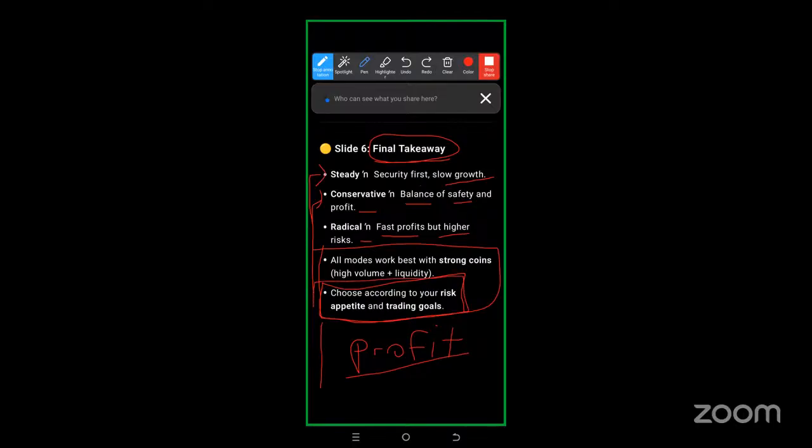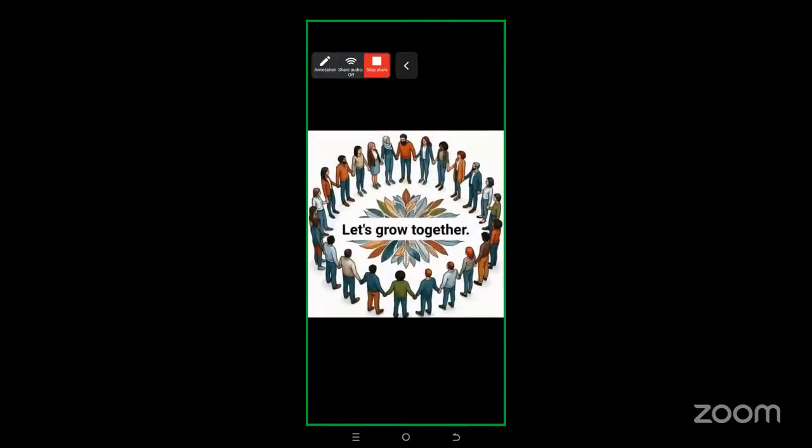I repeat it again and we read it together. Choose according to your risk appetite. In other words, choose according to the mode you want to use, according to your goal, according to your capital. All users who use different ways of trading will profit. They will profit.